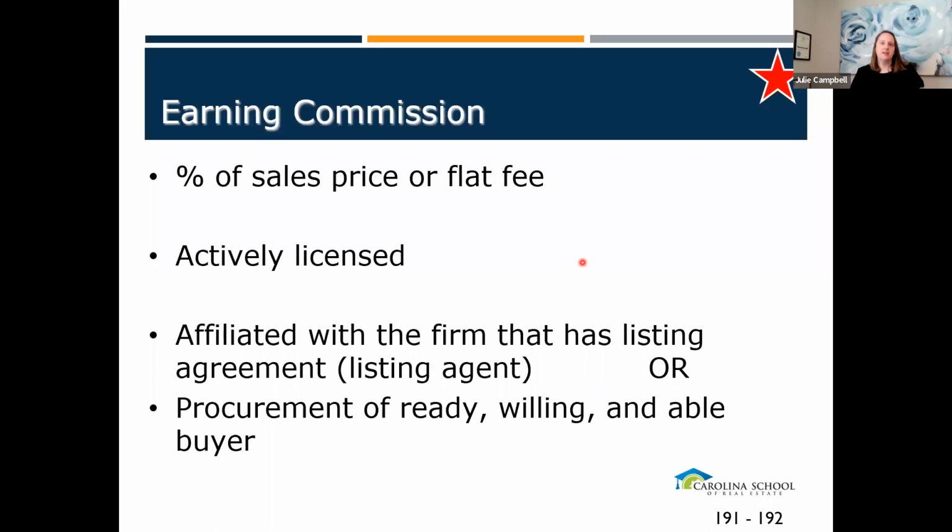It is the firm's commission. The firm shares their commission with you. Yes? I can't make anybody pay me because I myself am not in an agency relationship with them. It's the firm that created that. It's the firm that's in that employment agreement, that employment contract. It's the firm's commission. They share it with you.